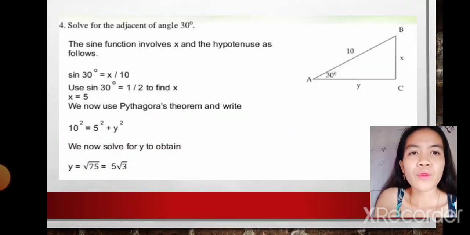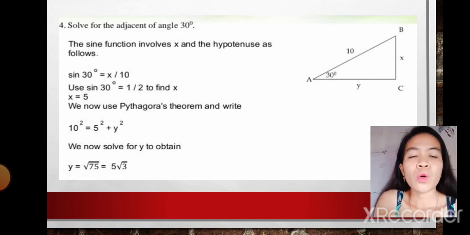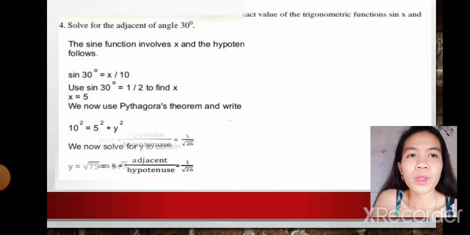So solve for the adjacent of the angle 30 degrees. The sin function involves x and the hypotenuse as follows. Sin 30 degrees is equal to x over 10. Use sin 30 degrees is equal to 1 half to find x. So x is equal to 5. We now use the Pythagorean theorem and write 10 squared is equal to 5 squared plus y squared. So we now solve for y to obtain y is equal to the square root of 75, which is equal to 5 square root of 3.